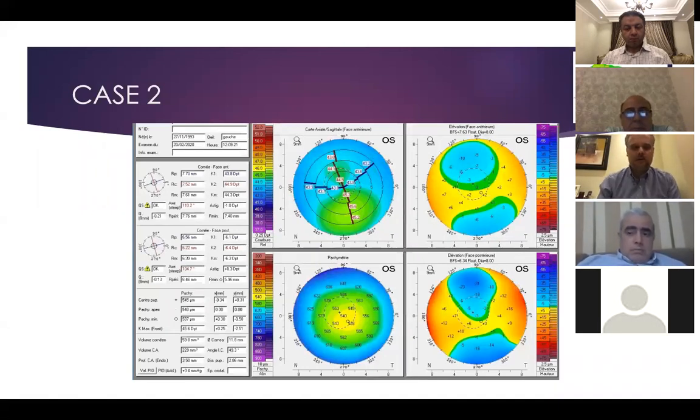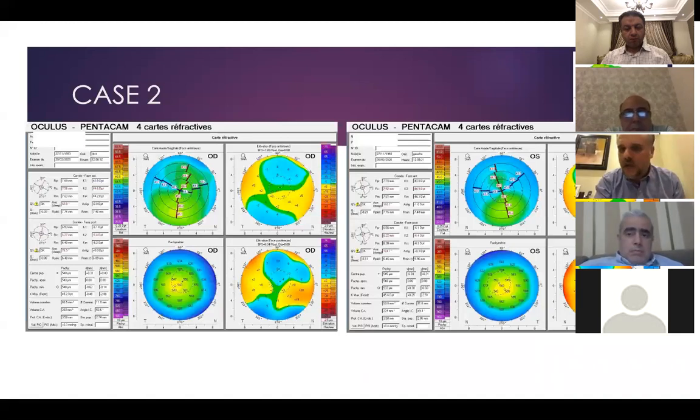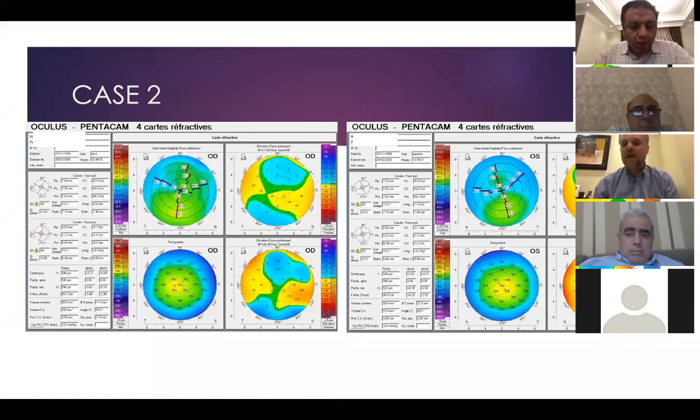Can you see them when I put them? Yes. So what will you do in this case? -4 myopia in this case. Will you go for PRK, LASIK, SMILE, or nothing? I will do PRK also, Doctor.